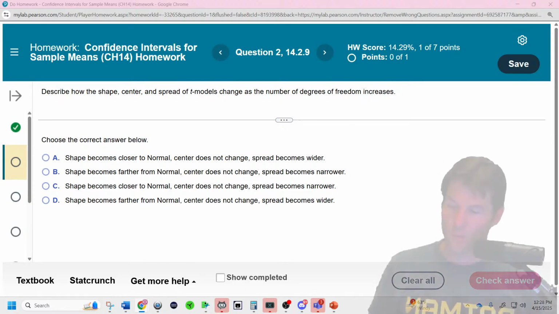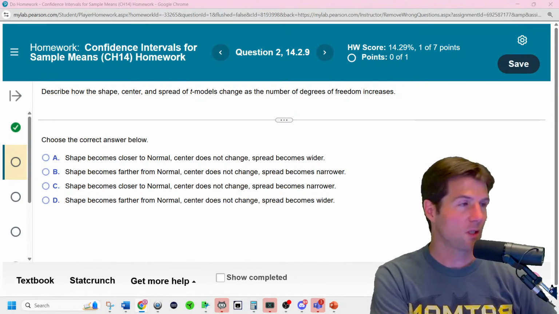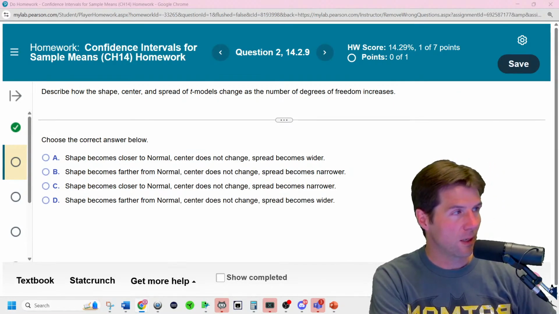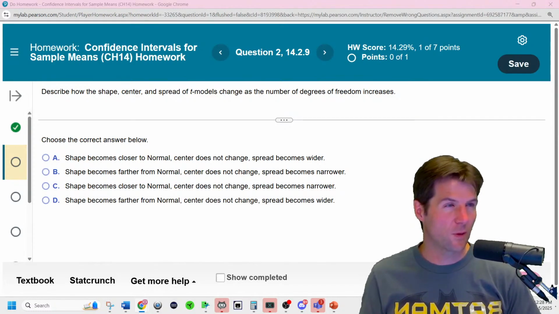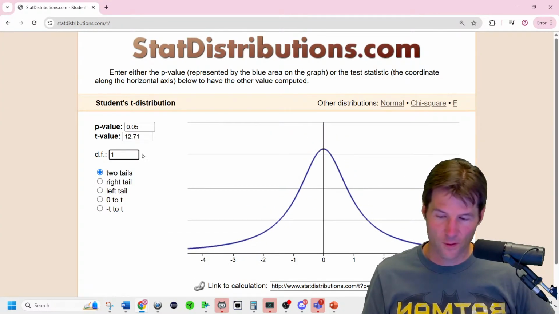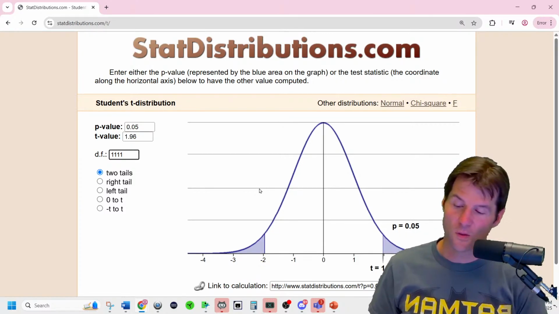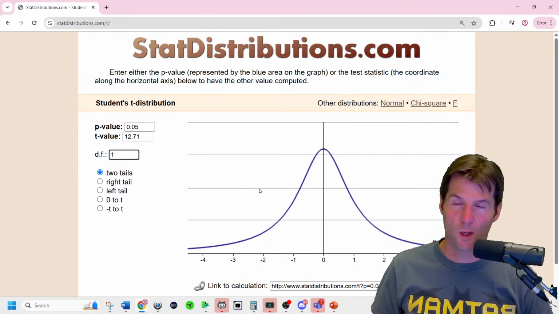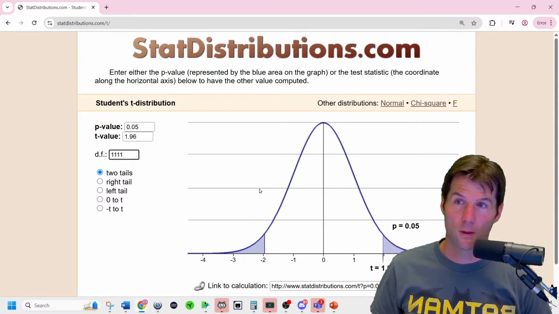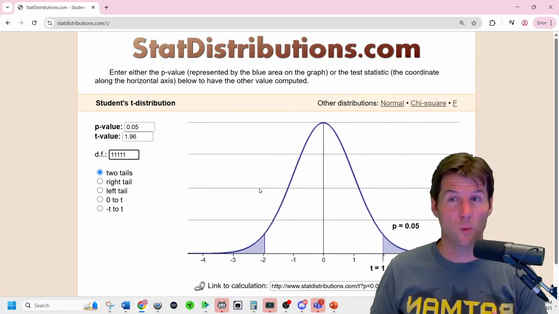Here we are with the next one. Describe how the t-curve looks compared to the normal. As degrees of freedom go up, the t becomes more what? Here's a t with low degrees of freedom, medium, large, and high. As the degrees of freedom go up, the curve becomes more what?